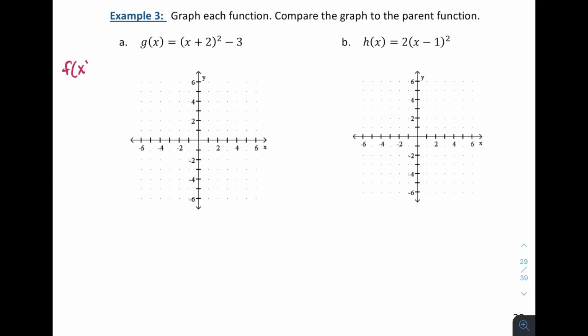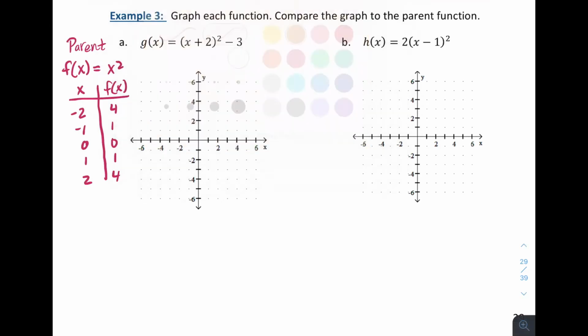So our parent function here is quadratic because we have quantities with our variable being squared. So I'm going to get a table of values for my parent function and then use it to do these two. There's multiple ways you could do this, but I'm just going to use my parent function.